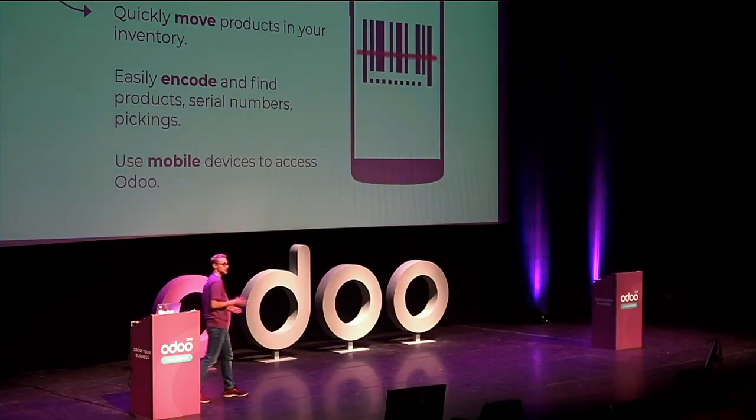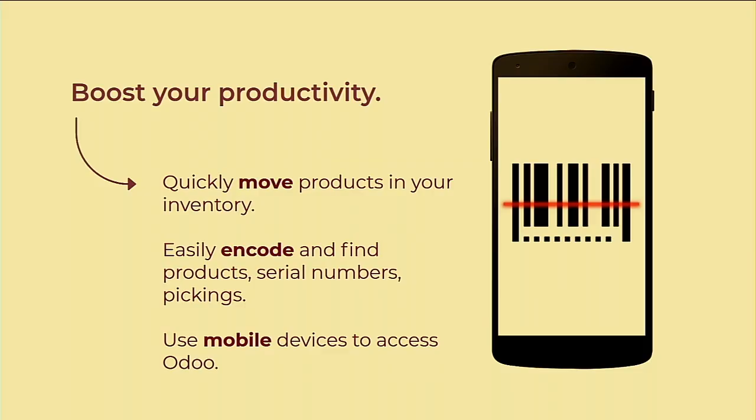All right, but first, why should you use the barcode application in your company? I think it's really the application that will boost the productivity of your employees and improve your inventory workflow. Meaning that you will be able to quickly move products in your inventory. You will easily encode and find products, serial numbers, and pickings. But also you will be able to use mobile devices to access Odoo almost anywhere in your warehouse. All right?